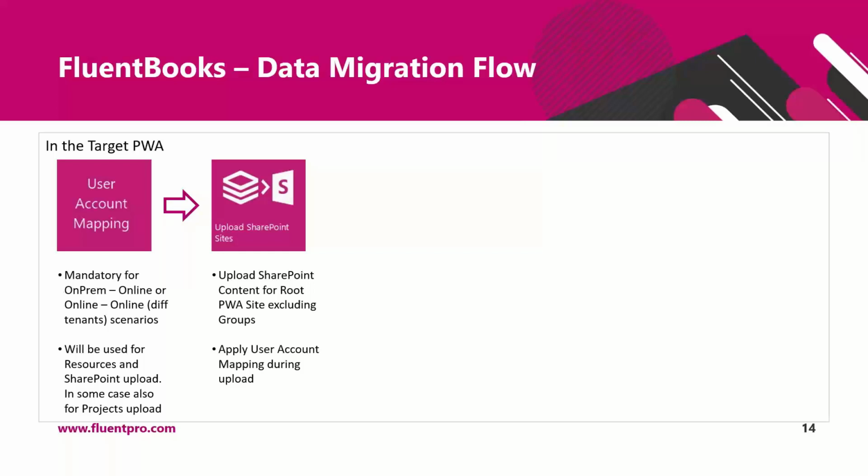resource mapping should also be used for project upload to ensure that correct assignments are set for correct tasks. After account mapping is completed, the next step is to upload SharePoint content for the root PWA site, excluding the groups. During this step, user account mapping should be applied because if you have some lists and libraries in your root PWA site, you would want to migrate things like created by, modified by, assigned to data, and without the account mapping, this will not be completed.